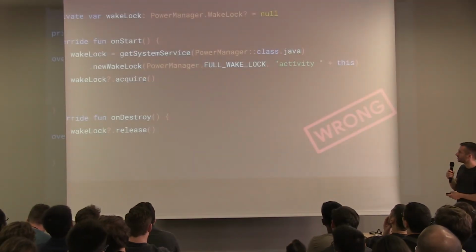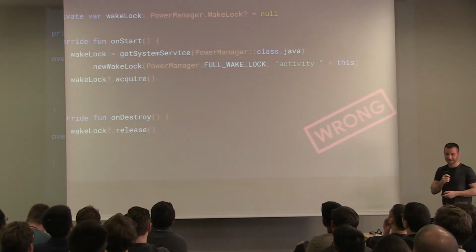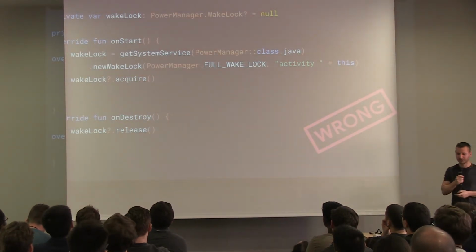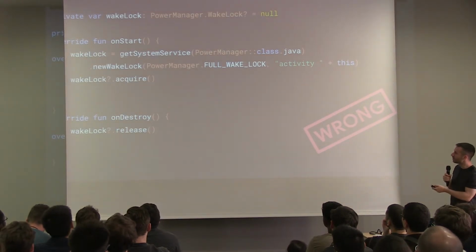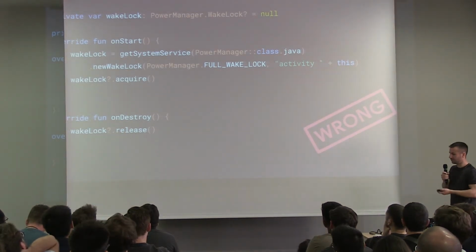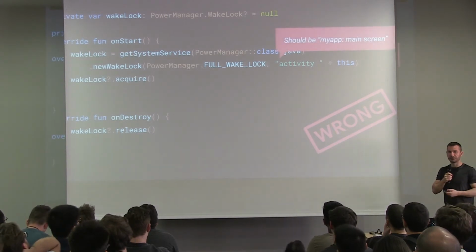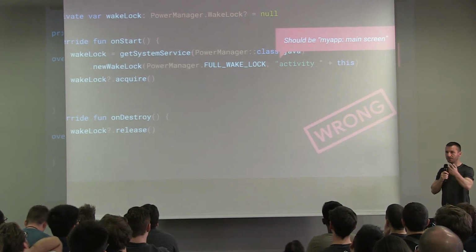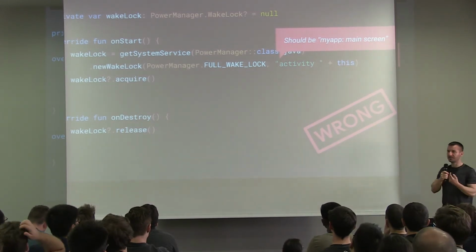So again, I prepared some code that's really wrong, and there are so many things wrong about this that, well, let's go with them one by one. So here I have an activity. On start, I acquire a wakelock for this activity, and then on destroy, I release it. So, okay, what's wrong? First of all, in order to use vitals, and for vitals to be able to show you these wakelocks, the tags have to be static.